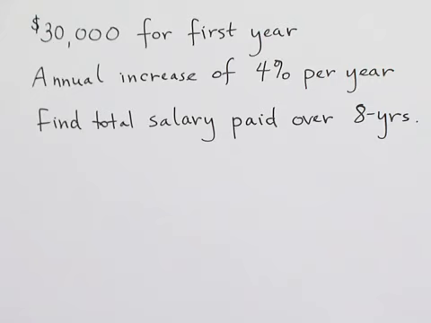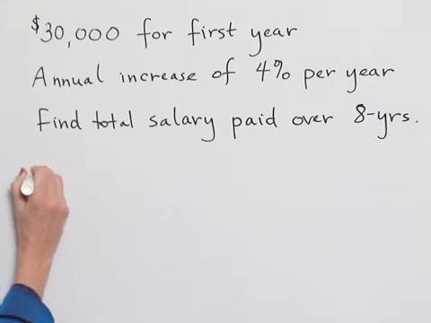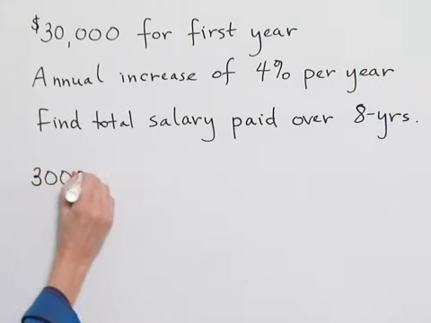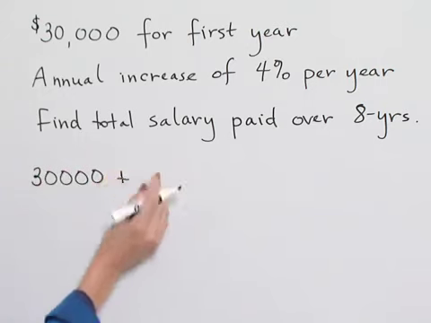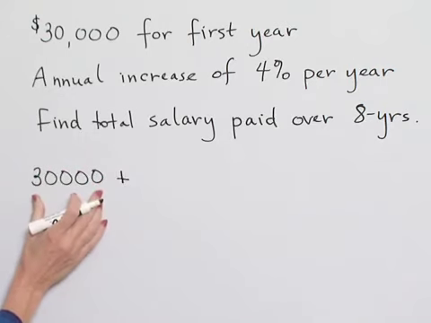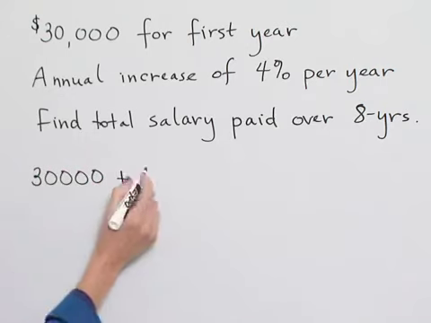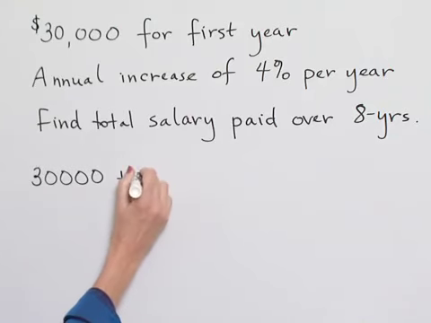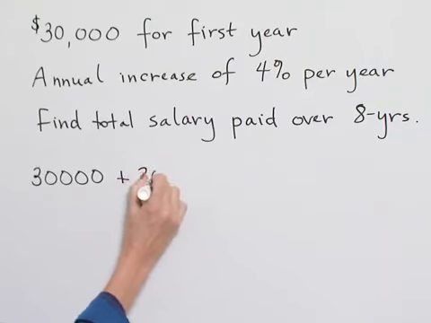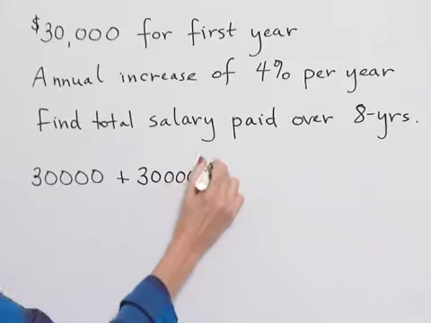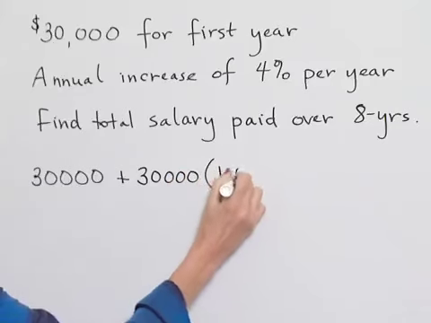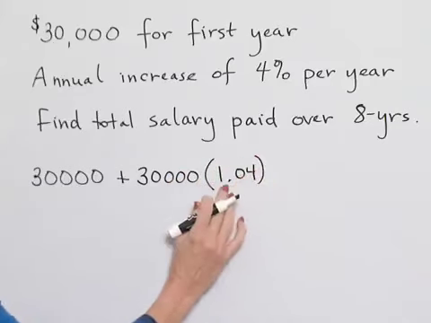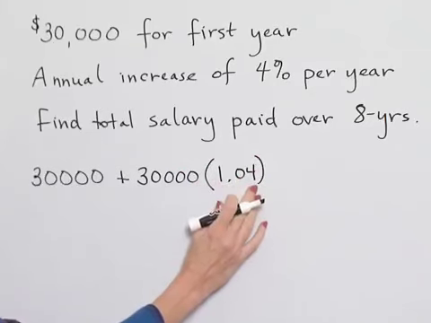So what we have here is, starting with the $30,000, we're going to be adding to that to get the total salary. This is the amount we get in the first year. In the second year, we get the increase of 4%. So we can look at that as 30,000 multiplied times 1.04, since we're getting 100% plus an extra 4%.